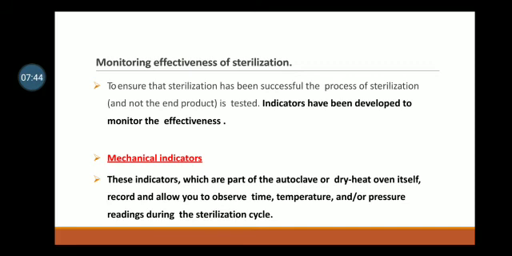Monitoring effectiveness of sterilization. To ensure that sterilization has been successful, the process of sterilization and not the end product is tested. Indicators have been developed to monitor the effectiveness. Mechanical indicators: these indicators, which are a part of the autoclave or dry heat oven itself, record and allow you to observe time, temperature, and or pressure readings during the sterilization cycle.